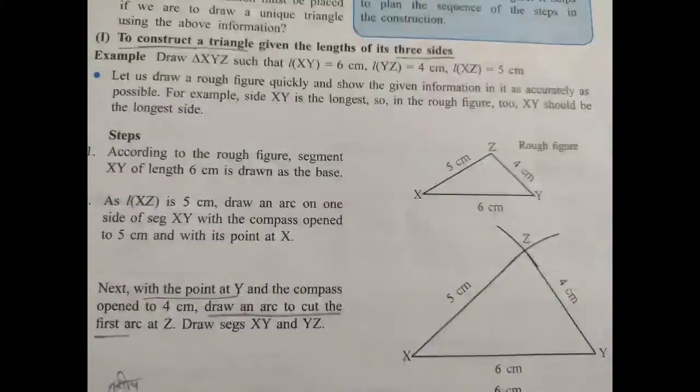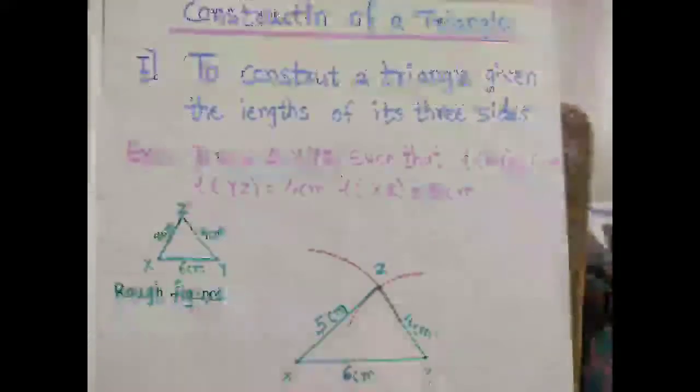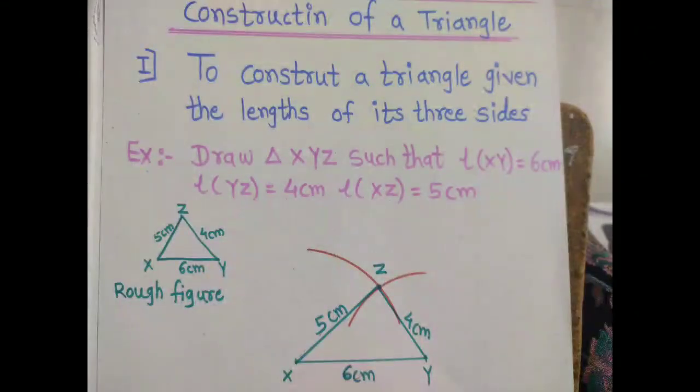For example, draw triangle XYZ such that XY is equal to 6 cm, YZ is equal to 4 cm and XZ is equal to 5 cm. I have drawn the rough figure by studying the example. Segment XY of length 6 cm is drawn as the base.